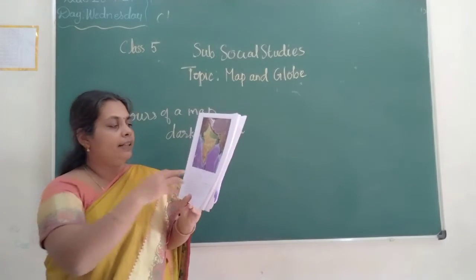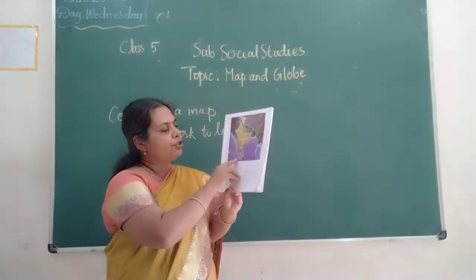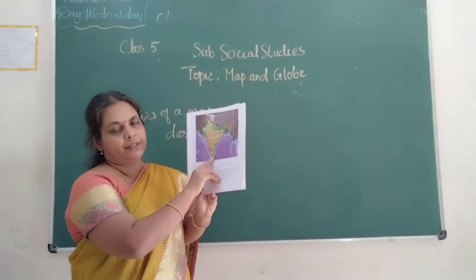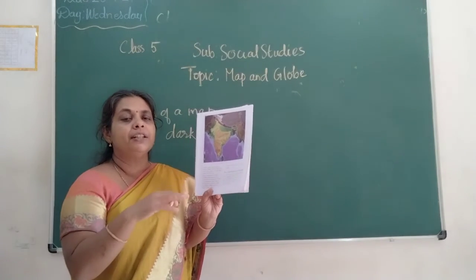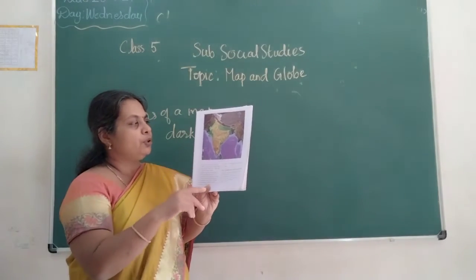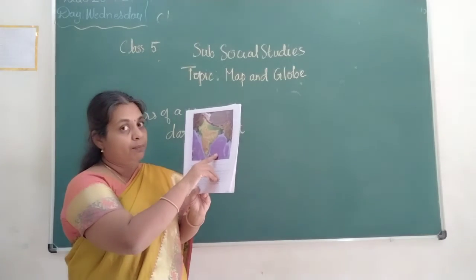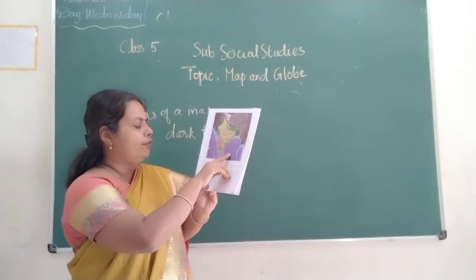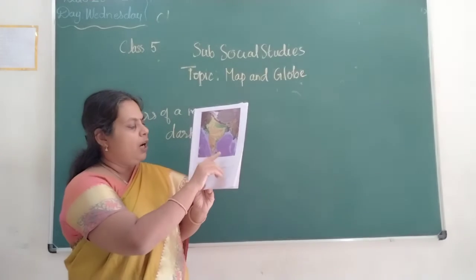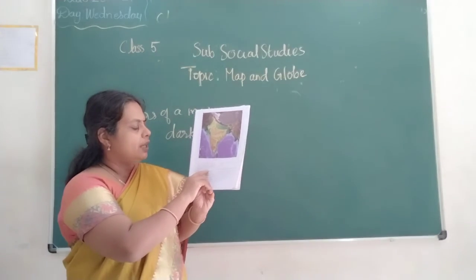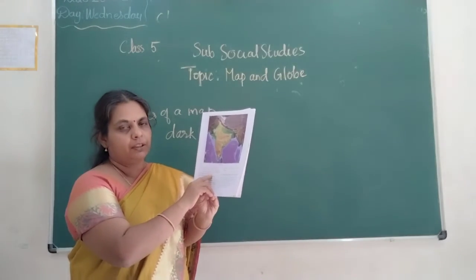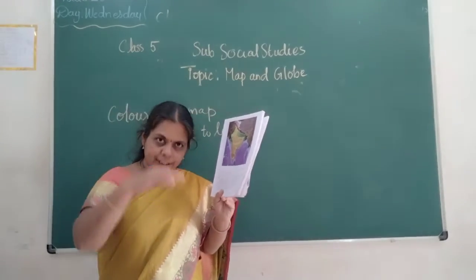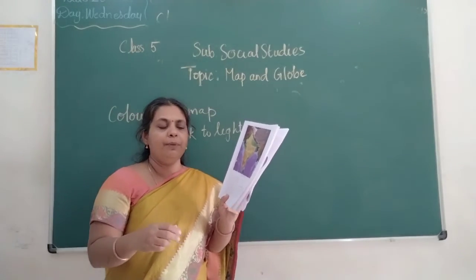Then the light blue shows the shallow areas. That is not much deeper, children. So two things. One is dark blue shows the depth of deep water. And light blue shows shallow water, children. The water depth is less.